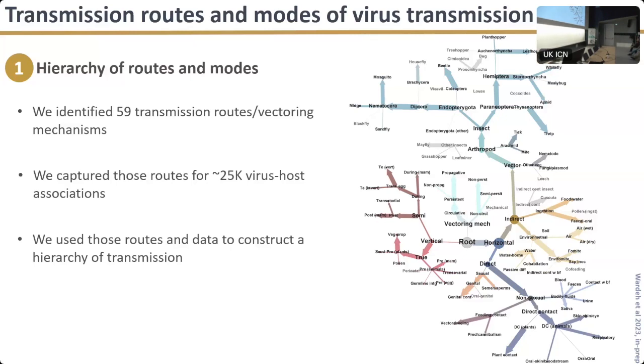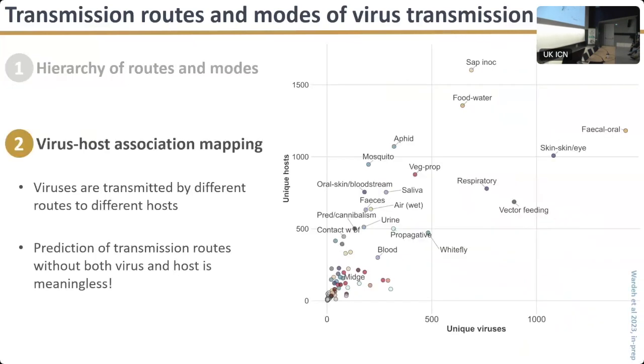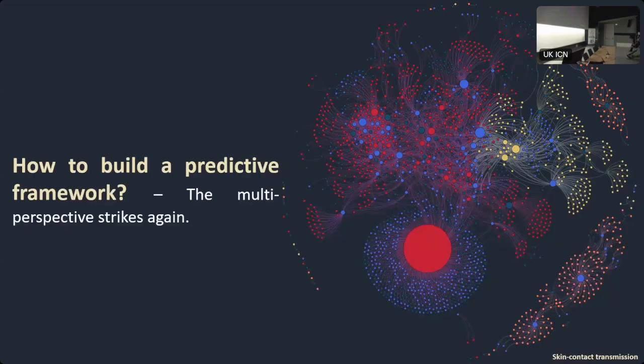And that took a while, because obviously to capture this information, we have to mine lots of papers, read them again, and go through textbooks to get the data. And then obviously we needed to map that to the host-virus association, because there is no point predicting the transmission route of a virus without its host, because a virus can have many, many transmission routes and deploy them differently to different hosts. So then we did that, and then we were like, what are we going to do with this data? And again, we used our multi-perspective framework because we kind of like it, and it works.